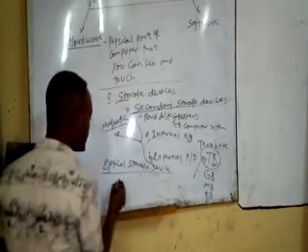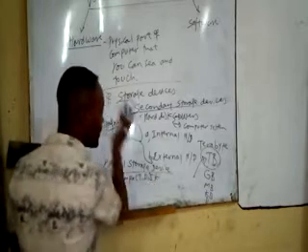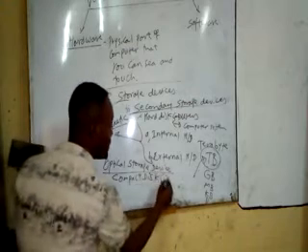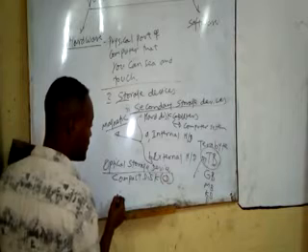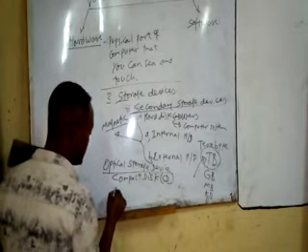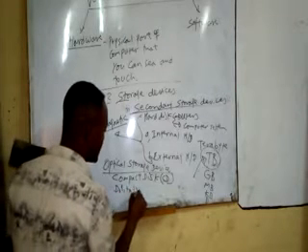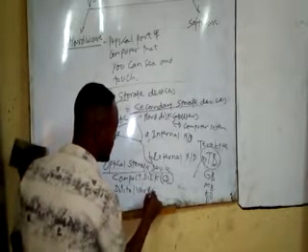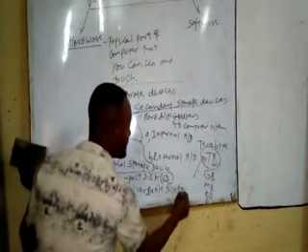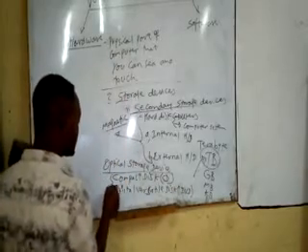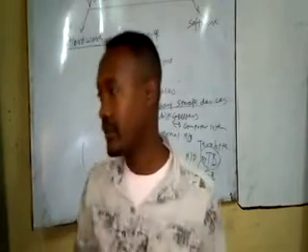Optical storage devices include CD, compact disk, and DVD, digital versatile disk. These are optical storage devices, under secondary storage devices. Let's see an example.